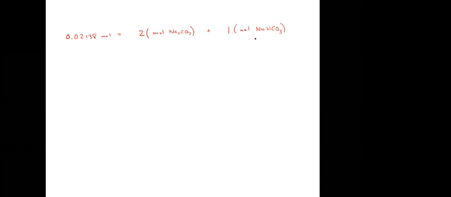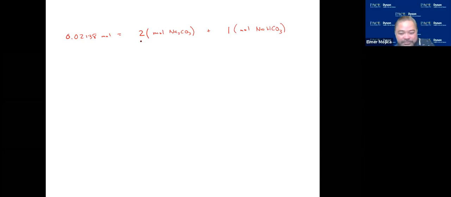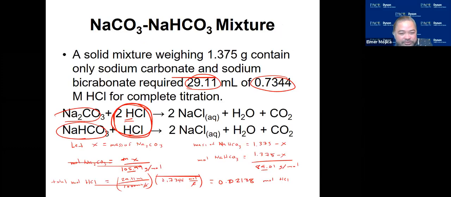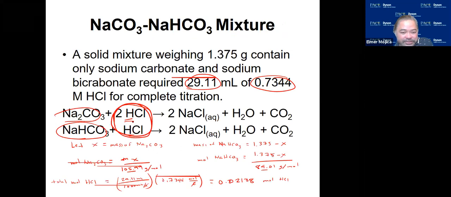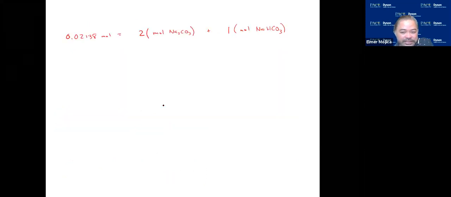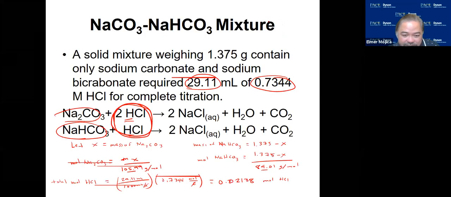Yes. Okay, so you agree with me that I put 2 here because based on this one, there's 2 HCl for every sodium carbonate. I put 1 here because for sodium bicarbonate, there's 1 HCl that reacts with it. So what I'm going to do is replace this with what I did earlier, the thing that I have here.